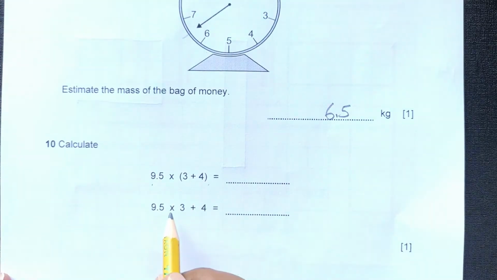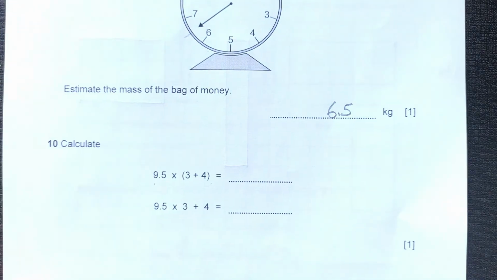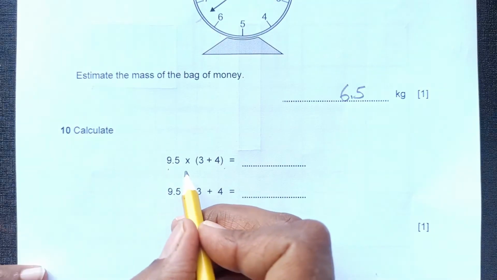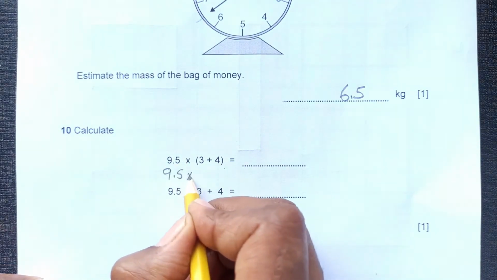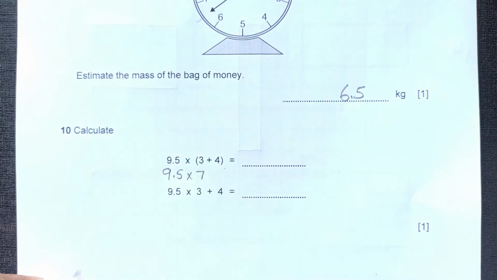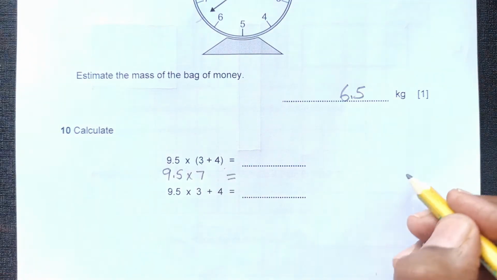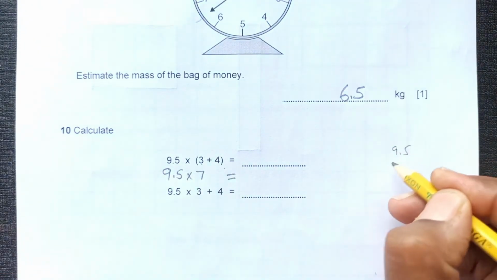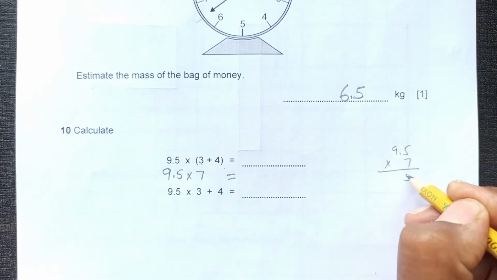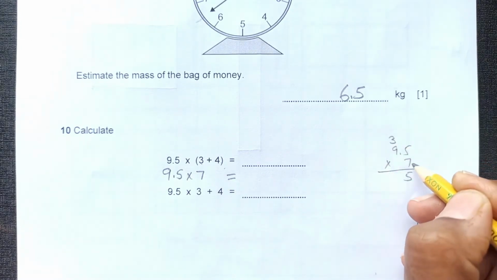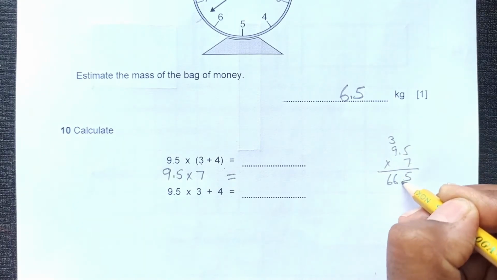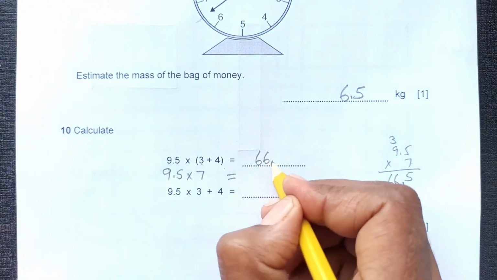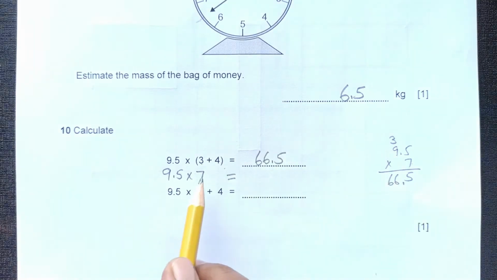Now, number 10, calculate 9.5 times 3 plus 4. And we have this. You can use a calculator for that. But right now I'm just showing you how to do this by your own. 3 plus 4 is 7, right? So 9.5 times 7. 7 times 5, 35, 3. 63 plus 3, 66. So this is 66.5, right?